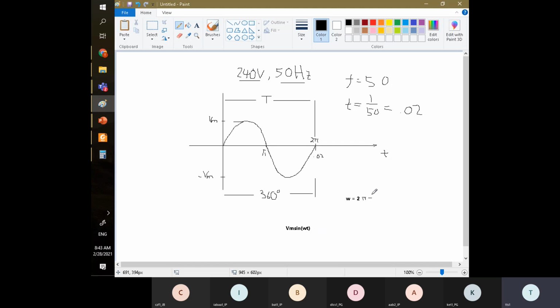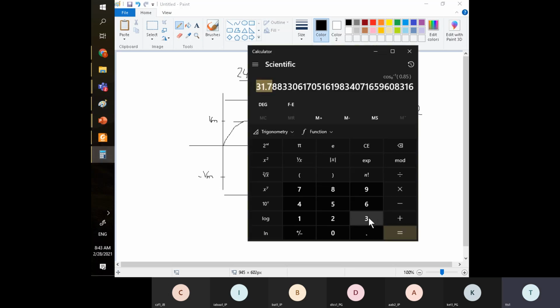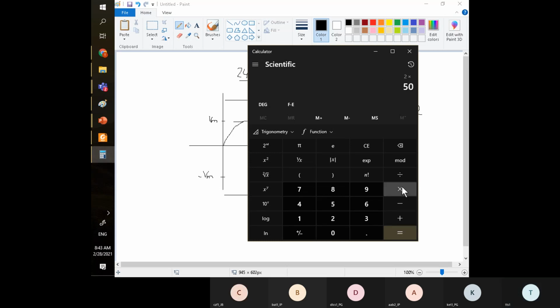and frequency. So in Malaysia, it's 377, right? If you type 2 times pi times 50, wait a second. So in Malaysia it is 314. Okay, this is 2 pi frequency, right? 2 pi frequency, 50 hertz. Yeah, correct. So the 314.